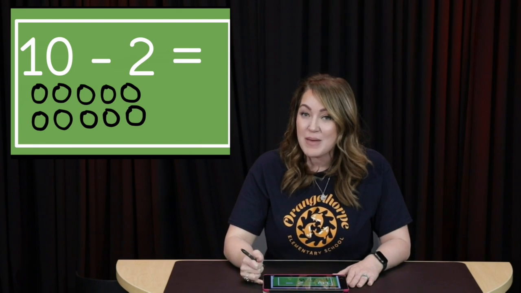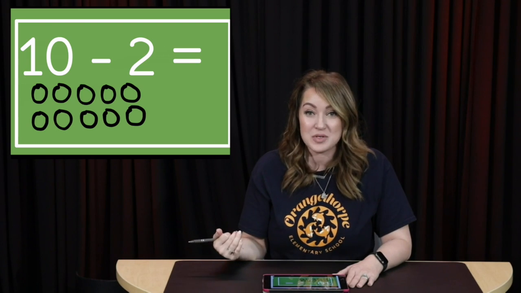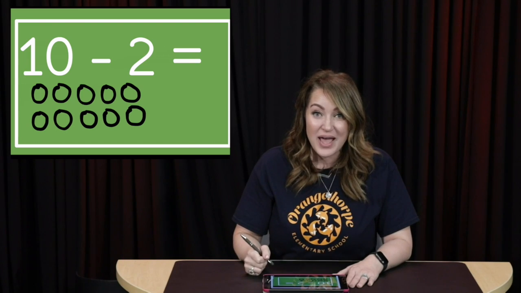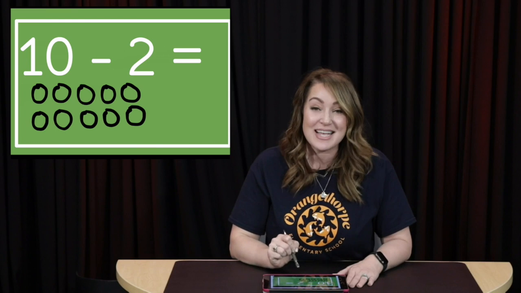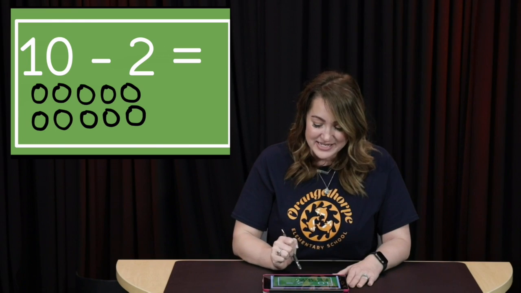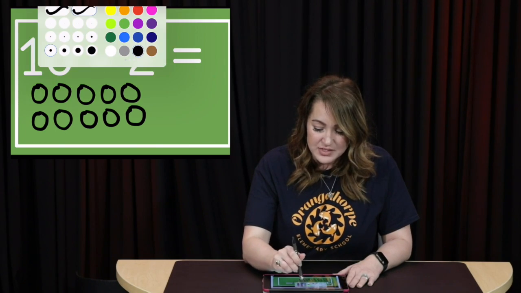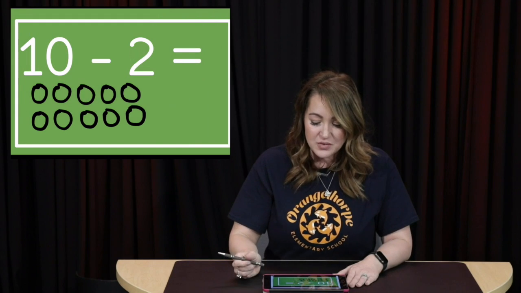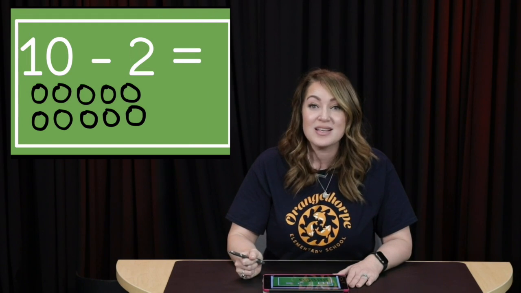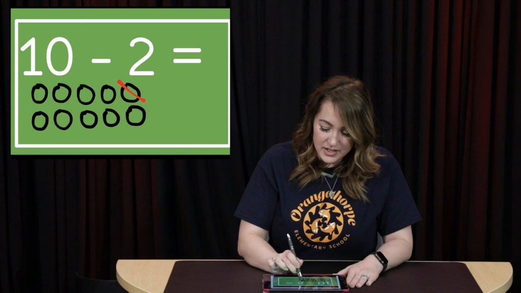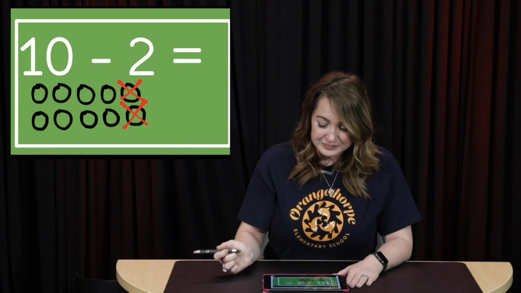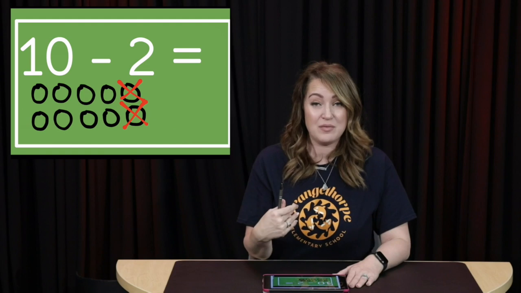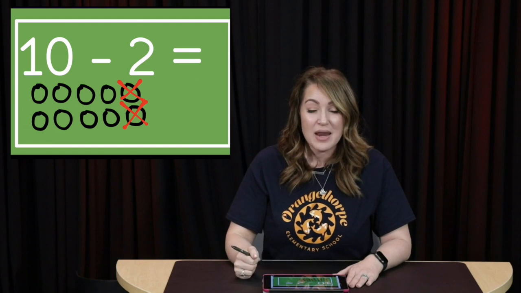Now in subtraction, remember we talked about how we're taking some numbers away. How many am I going to take away? Well, I'm going to take away 2 because that's the second number in my subtraction sentence. I'm going to switch my color so it's a little bit easier to see. So this time I'm going to cross off 2 circles. 1, 2.